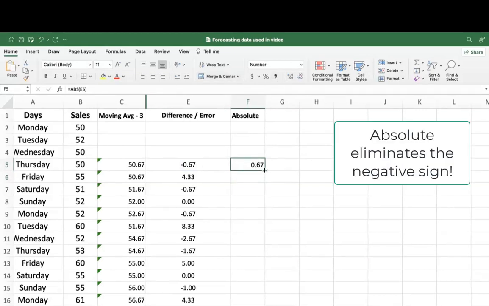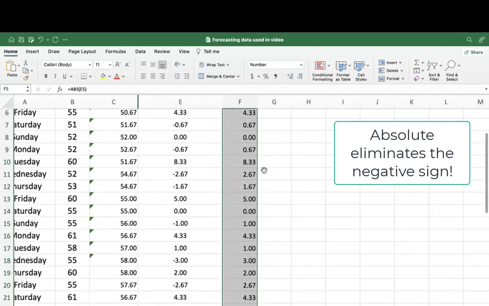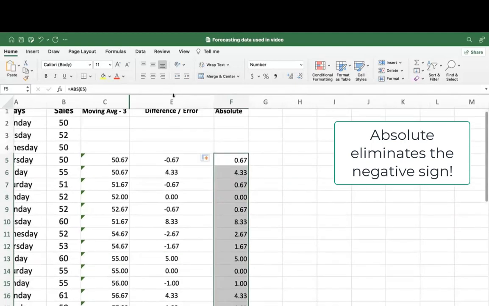I will do exactly the same thing. I will drag it. So you see, this column is identical to column E. The only difference is that these negatives have been taken away.